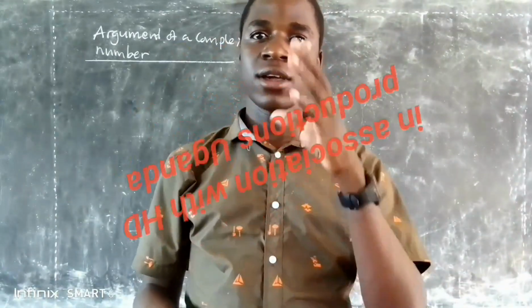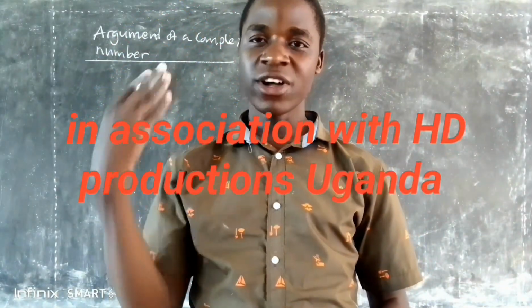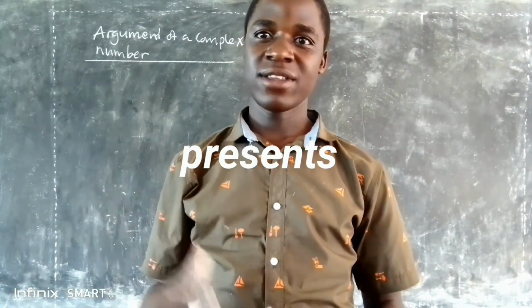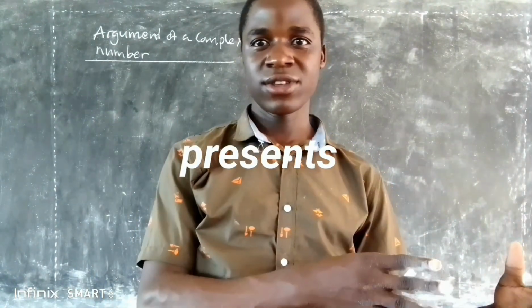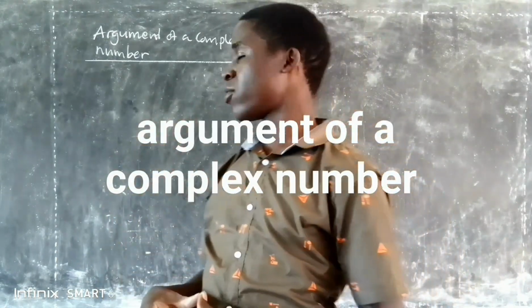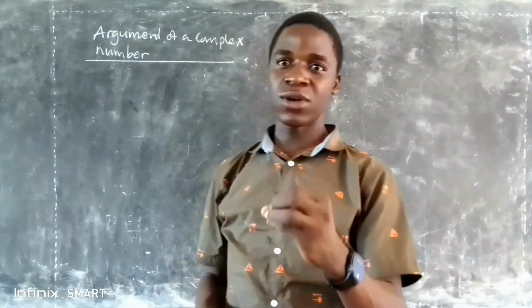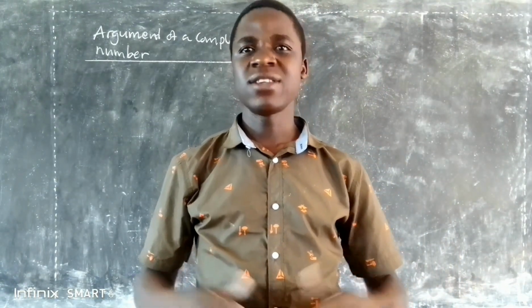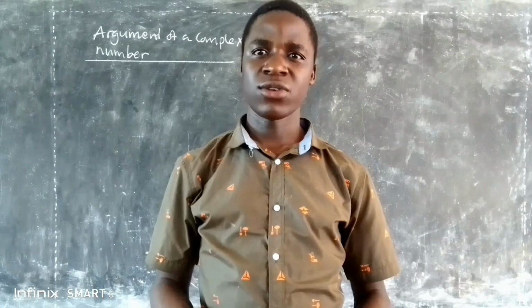Today, we have been looking at very many concepts. We are still continuing with complex numbers. Today, we want also to look at a certain concept. We are calling it the argument of a complex number. We want to know what we call an argument of a complex number. What is that part that we are calling the argument of a complex number?